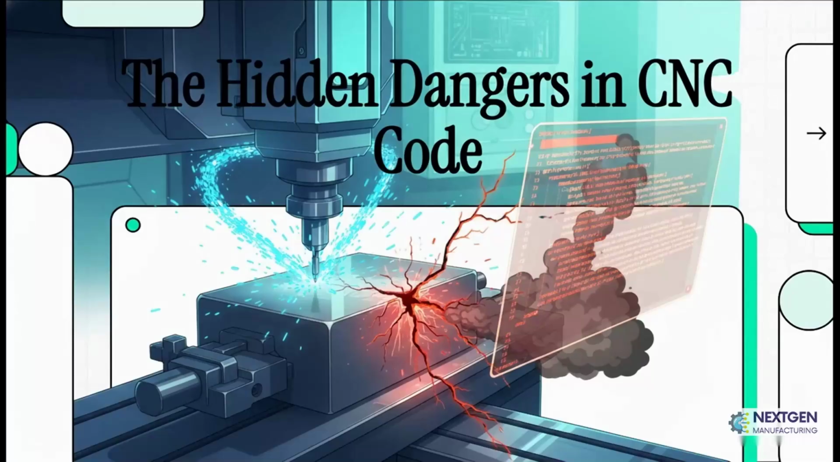Okay, picture this. You've got this incredible multi-million-dollar machine. It's carving a block of titanium with surgical precision. It's amazing. But then, one single invisible typo in its code turns that absolute masterpiece into a totally worthless piece of scrap metal. Yeah, that's the high-stakes world of CNC machining we're diving into today. The hidden dangers lurking in your code.